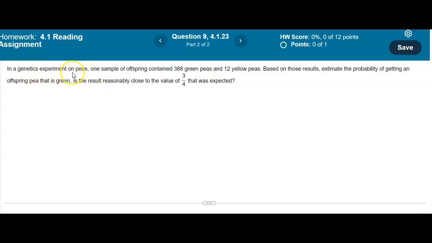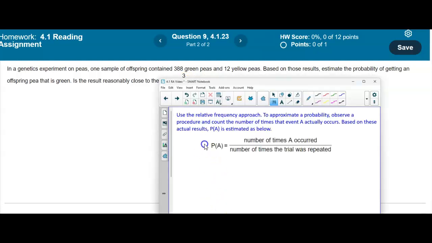In a genetics experiment on peas, one sample of offspring contained 388 green peas and 12 yellow peas. Based on those results, estimate the probability of getting an offspring pea that is green. Is the result reasonably close to the value of 3/4 that was expected? So we want to use the relative frequency approach.